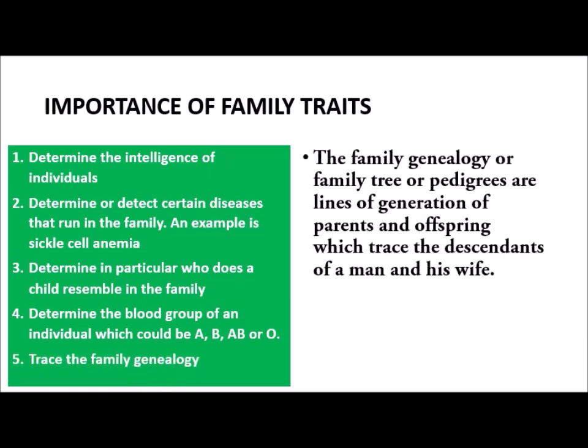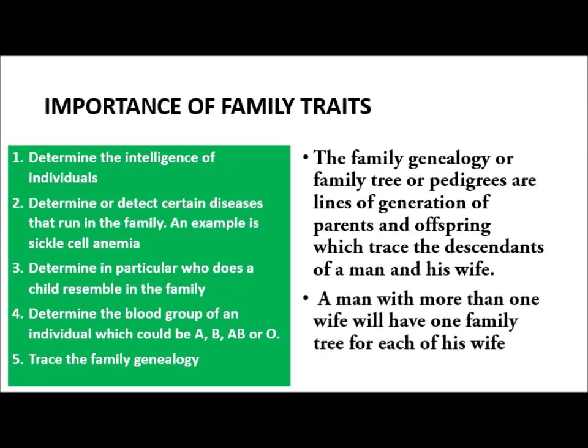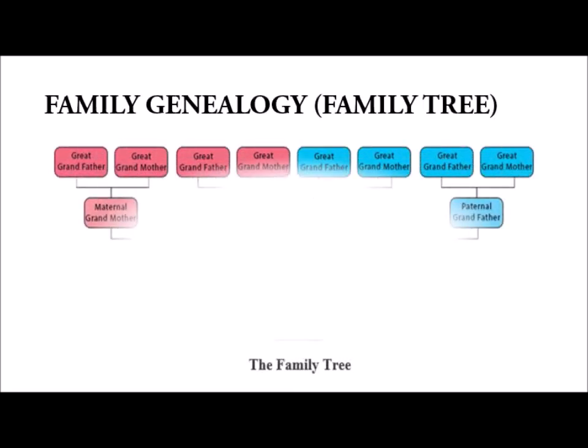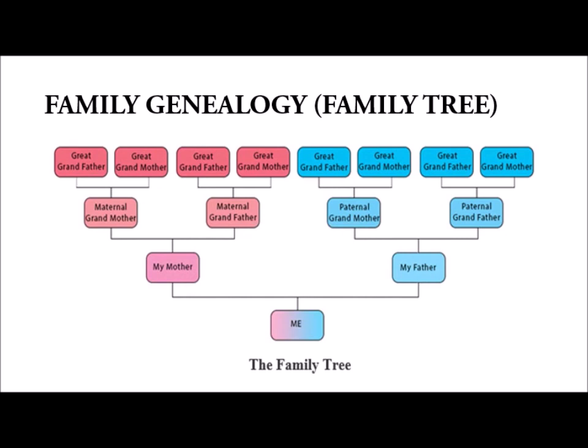The family genealogy, or family tree, or pedigrees, are lines of generations of parents and offspring which trace the descendants of a man and his wife. A man with more than one wife will have one family tree for each of his wives. Displayed on your screen is an example of family genealogy, or you can say family tree. For instance, from the child downwards, you can see the connection to either the mother or the father.